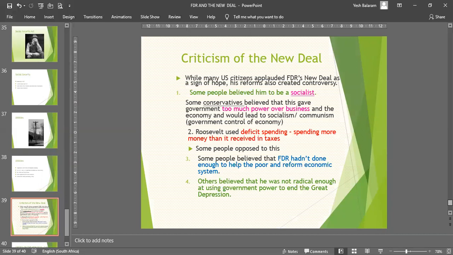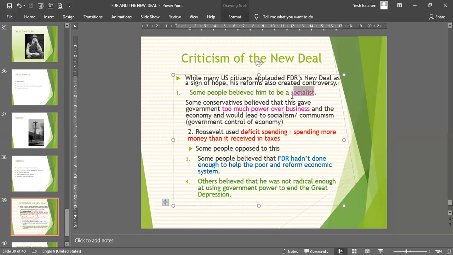Right, we've gone through the criticism of the New Deal, but I want to reiterate some of the concerns some Americans had about Roosevelt's New Deal. And this especially came from the Republicans and those who were opposed to the idea that workers' rights should be respected. So while many US citizens applauded Roosevelt's New Deal, his reforms also created controversy. Some called him, we said, a socialist or a communist.